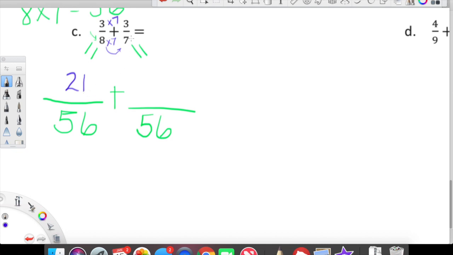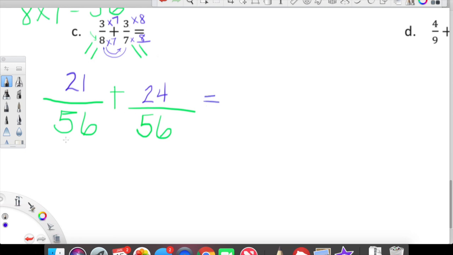Now we have to think, what magic number did I multiply 7 by to make it a 56? Oh, right. I multiplied it by an 8. Okay, great. So if we're going to multiply 7 by 8, you better multiply 3 by 8 or else there's going to be problems. What is 3 times 8? It's 24. So now, you guys, we have equivalent fractions. 21/56 is equivalent to 3/8. 24/56 is equivalent to 3/7.